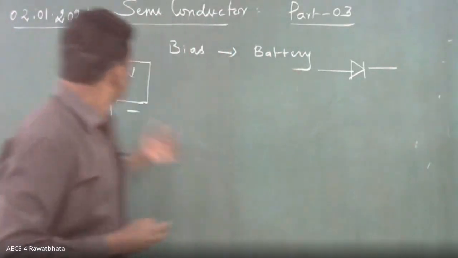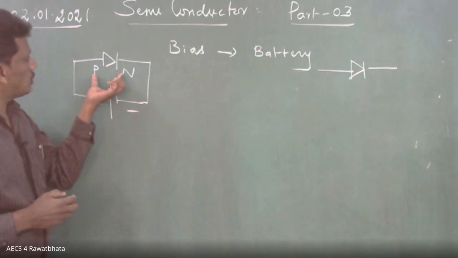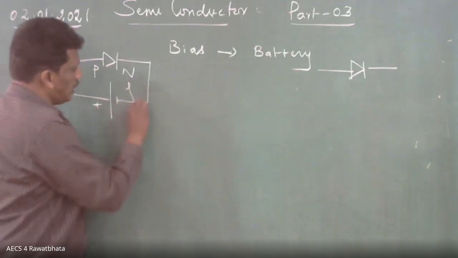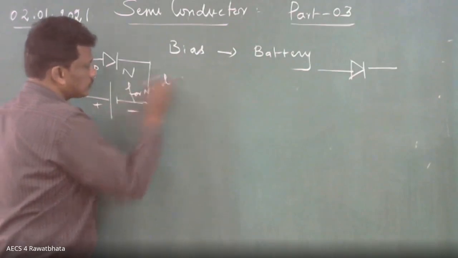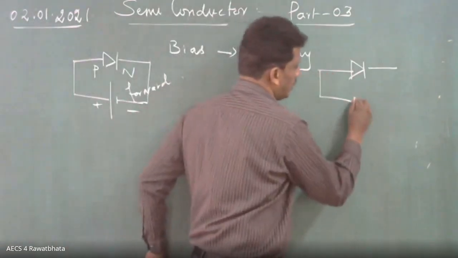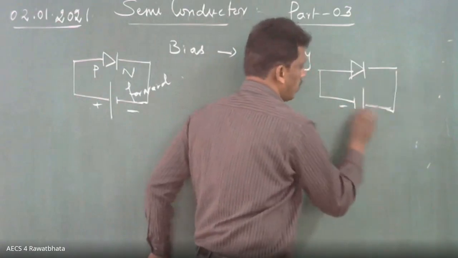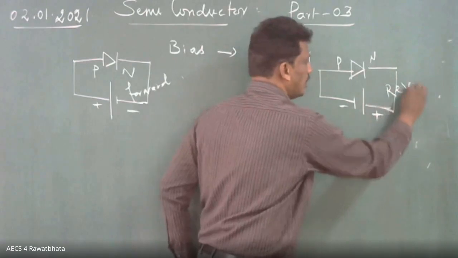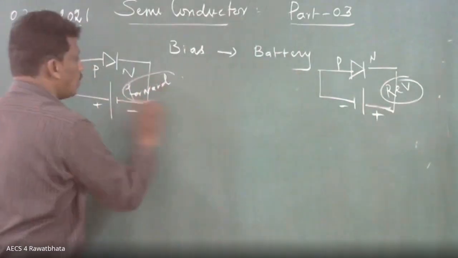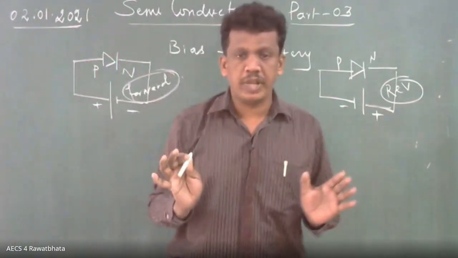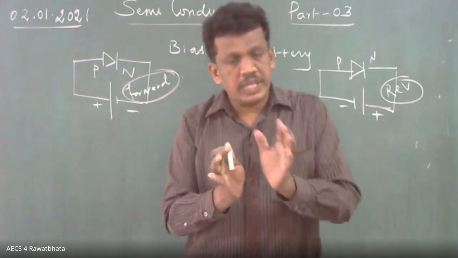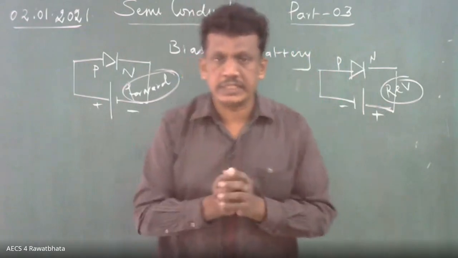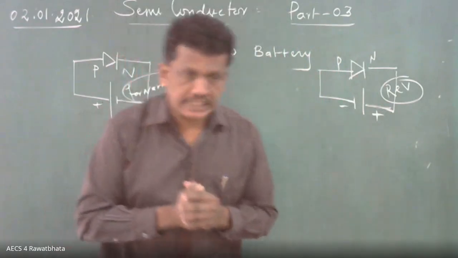So here, suppose a PN junction diode, the P region with the positive, N region with the negative. What do you say? Forward bias. If you have it like that, here minus, here plus, this is P region, this is N region. What do you say? Reverse bias. So please understand these two very carefully. Based on that only we can go for characteristics and also rectifier. These are today's topics we are going to discuss.